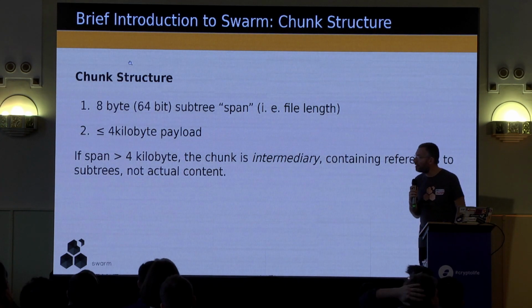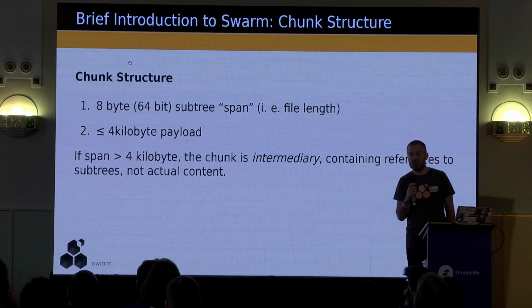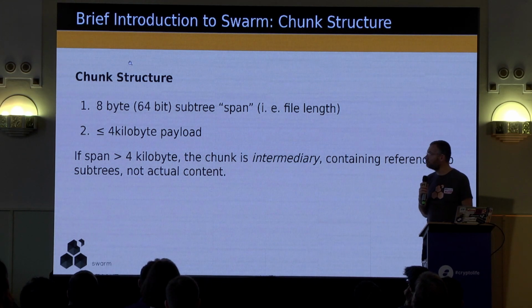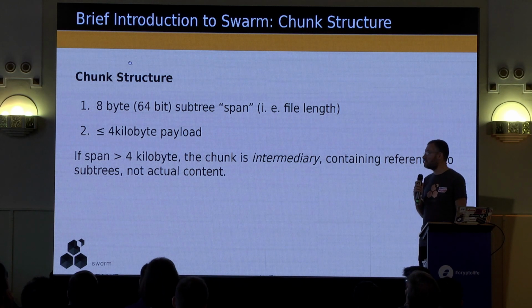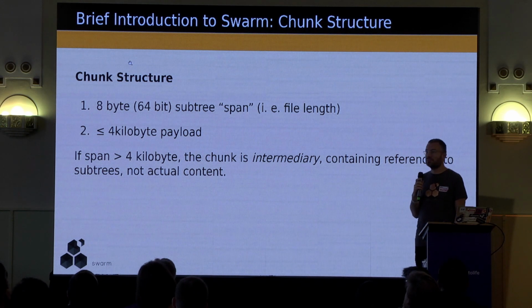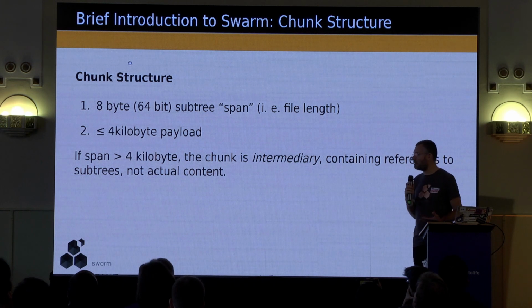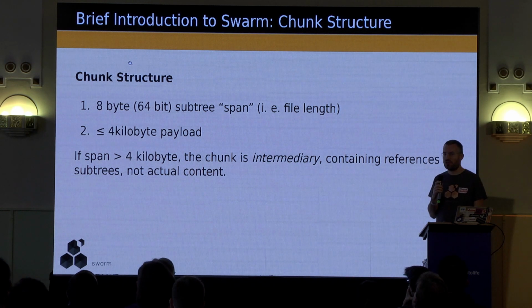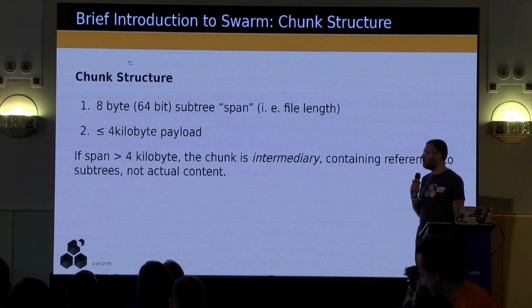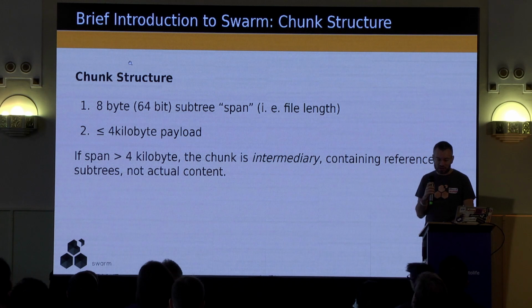What's a chunk? So a chunk is an at most 4 kilobyte chunk of data with one piece of metadata added to it, which is 64 bits, which is the length of the underlying data. It's called the span. And if the span is more than 4 kilobytes, then it simply means that this chunk is an intermediate chunk, and its content is references to other chunks.